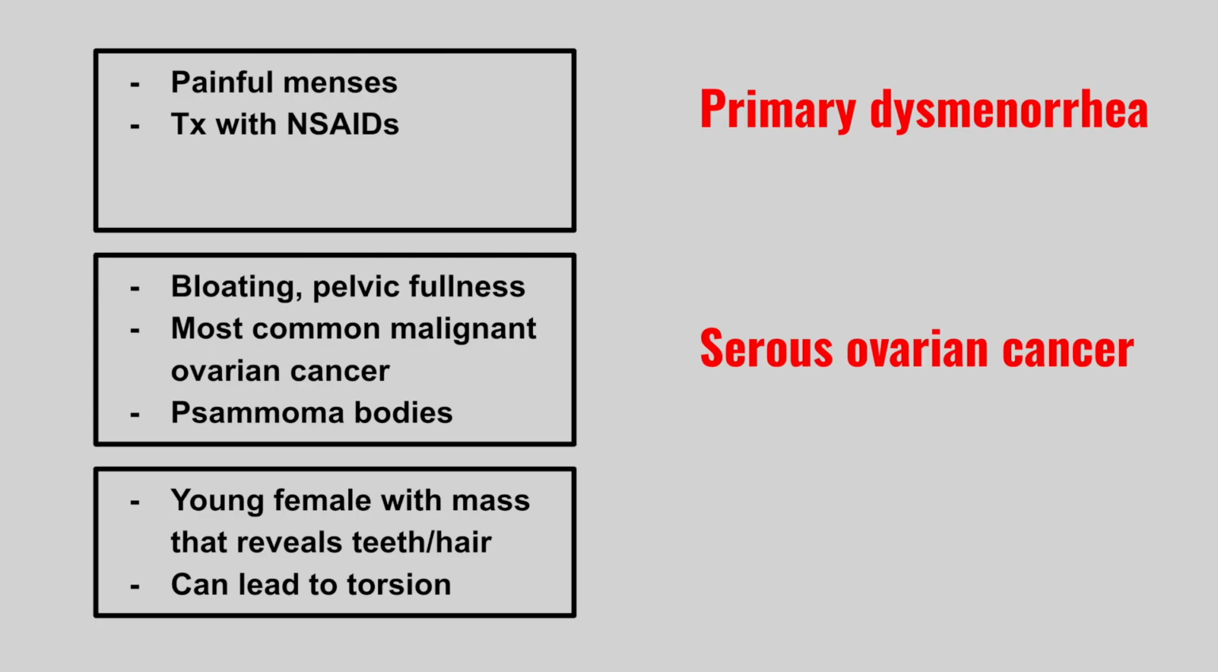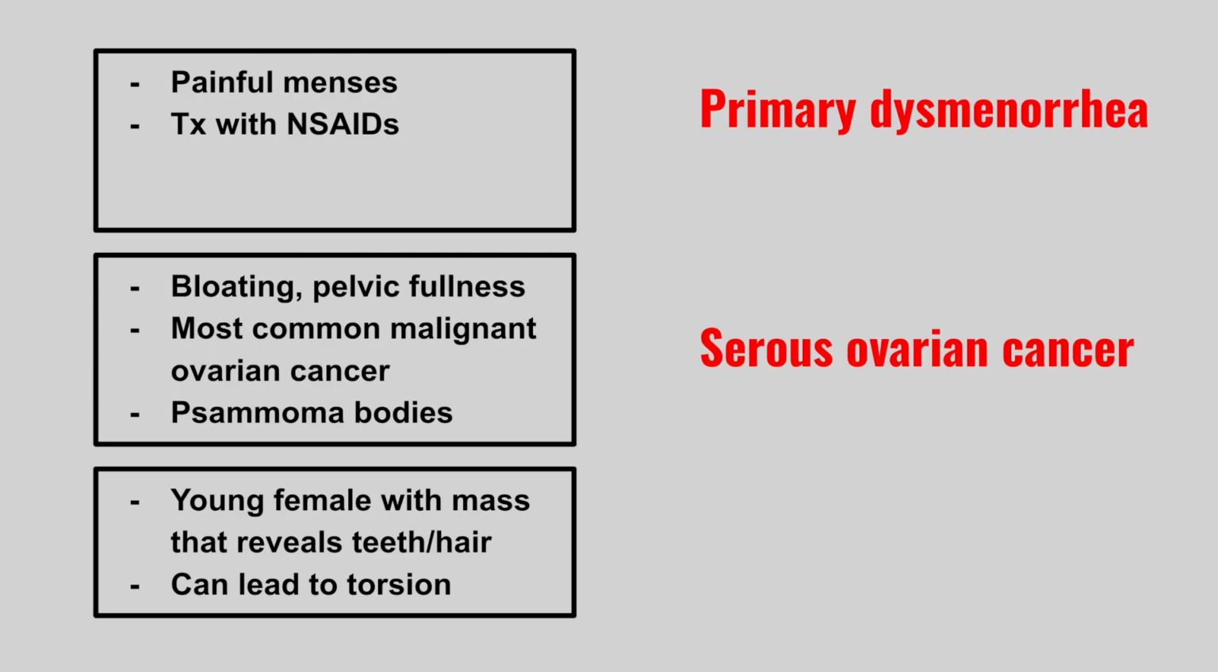Next, we're going to have painful menses, and the treatment for this is NSAIDs. So this is primary dysmenorrhea, and NSAIDs are useful here because the pain is mediated by prostaglandins, which is blocked by NSAIDs. Next, we have bloating, pelvic fullness. It's the most common malignant ovarian cancer, and we see psammoma bodies on histology. So this is serous ovarian cancer.